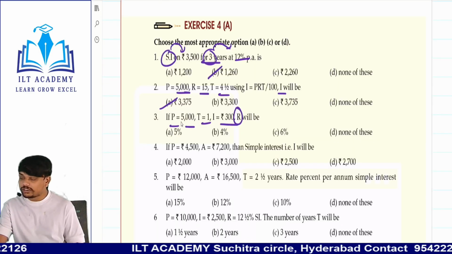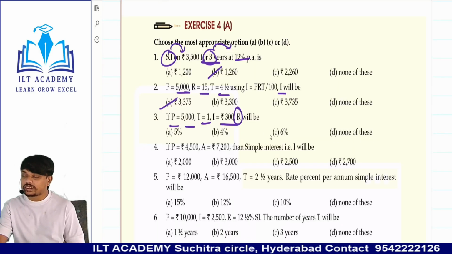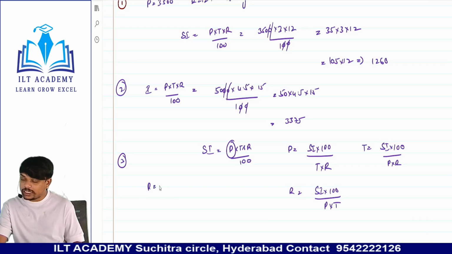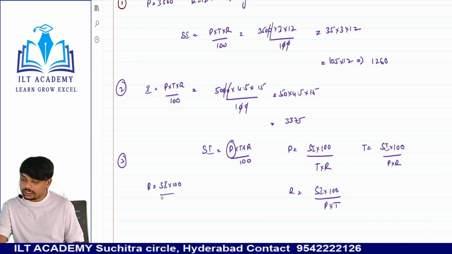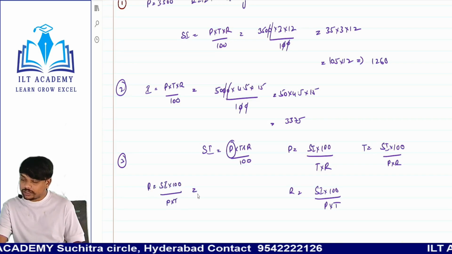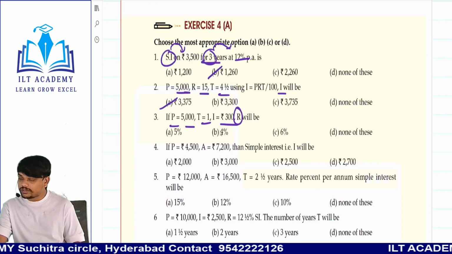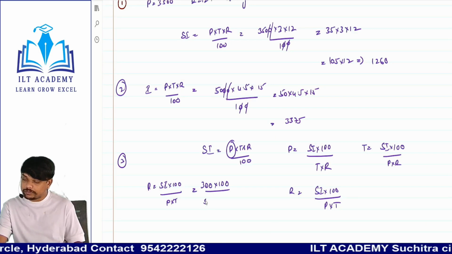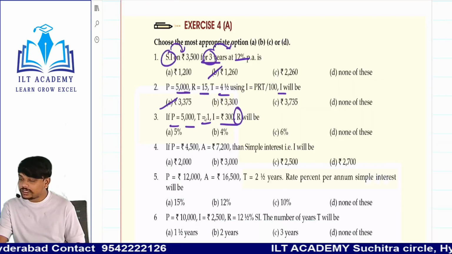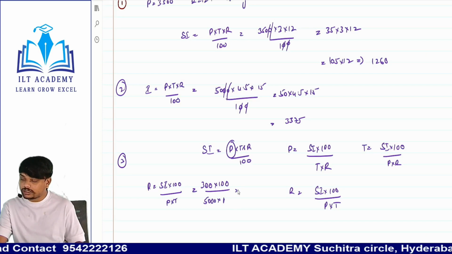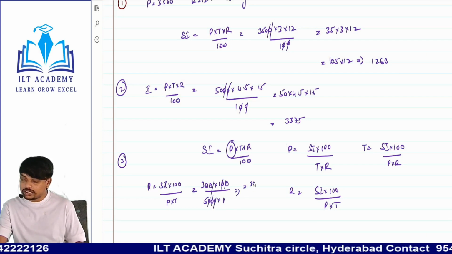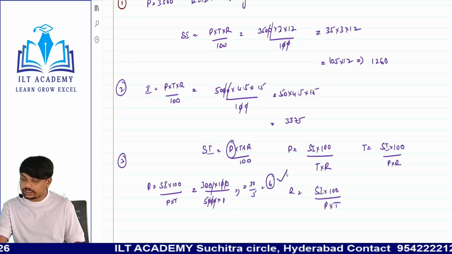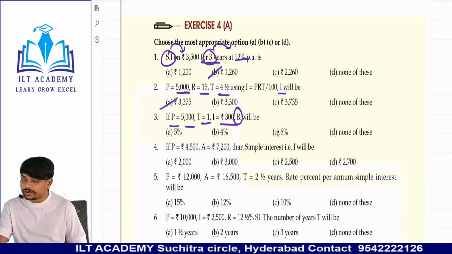Now what is the third question? Principal is 5000, time is 1, rate of interest is what? So R is equal to simple interest into 100 divided by principal into time. The simple interest given in the question is 300 into 100 divided by principal 5000 and time is 1 year. 0 0 cancel, 0 cancel, 30 upon 5, which is 6. So rate is 6% per annum. The C option.